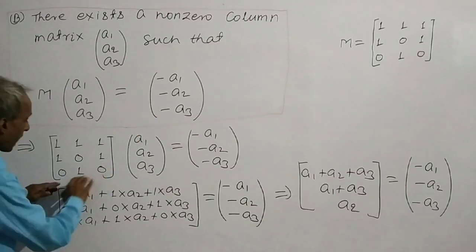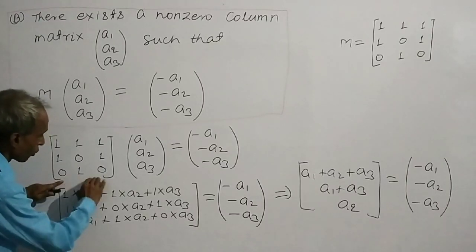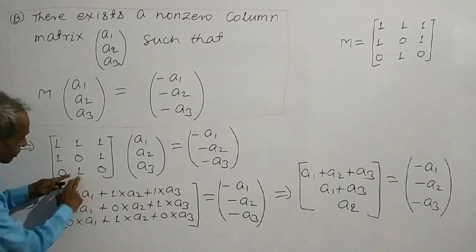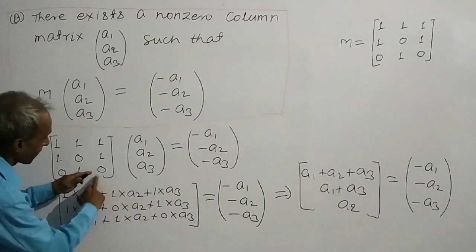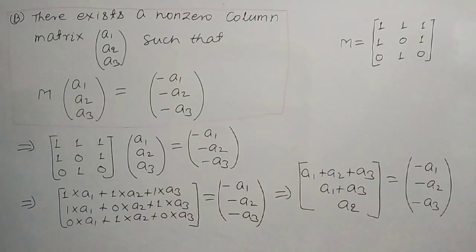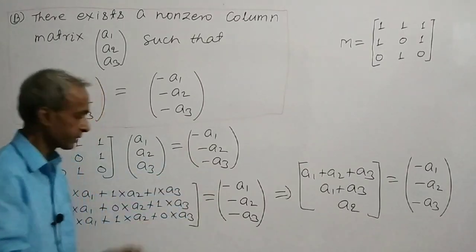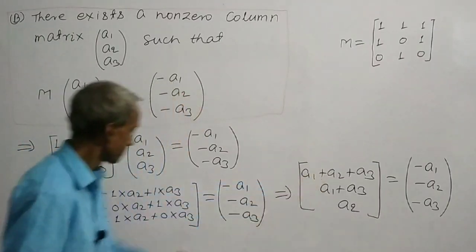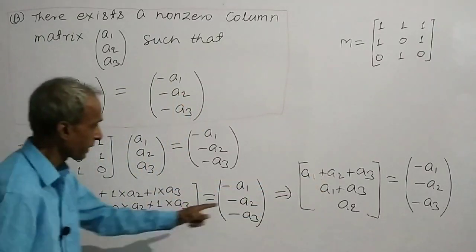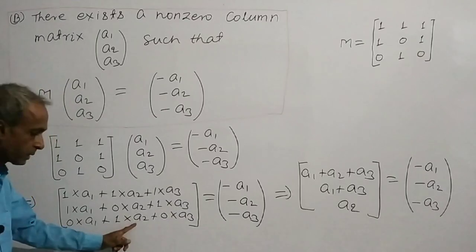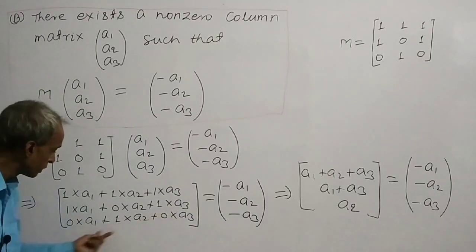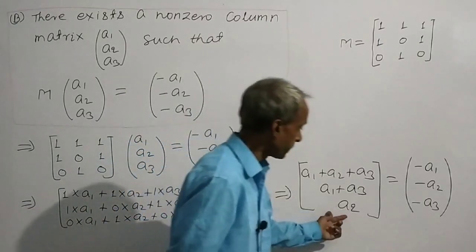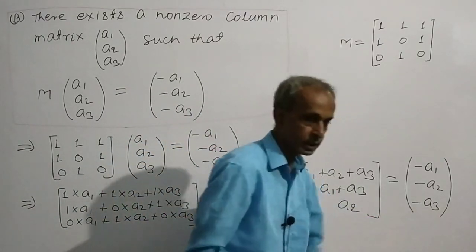Now we will multiply by third row. 0 multiplied by A1 plus 1 multiplied by A2 plus 0 multiplied by A3 is equal to this matrix. This becomes A1 plus A2 plus A3. This becomes A1 plus A3 and here will be left only A2 because these two are 0. Thus we get this matrix is equal to this matrix.